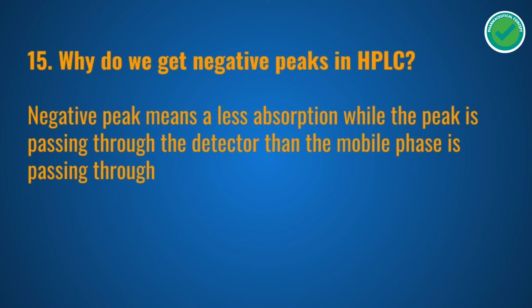Why do we get negative peaks in HPLC? Negative peaks mean less absorption while the peak is passing through the detector than while the mobile phase is passing through.